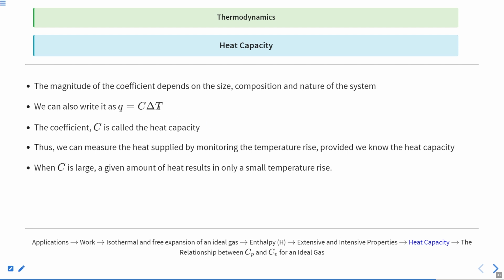In that scenario, you have to write dT in place of delta T. dT means a small temperature change, and C will be written as a function of temperature, and then you will integrate over the whole temperature range to get the value of C. Clear?